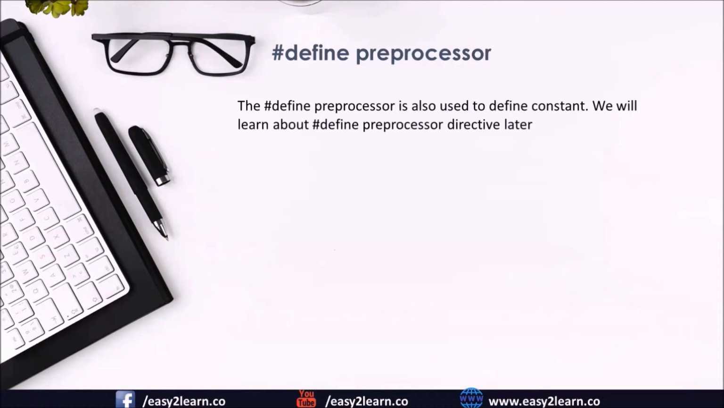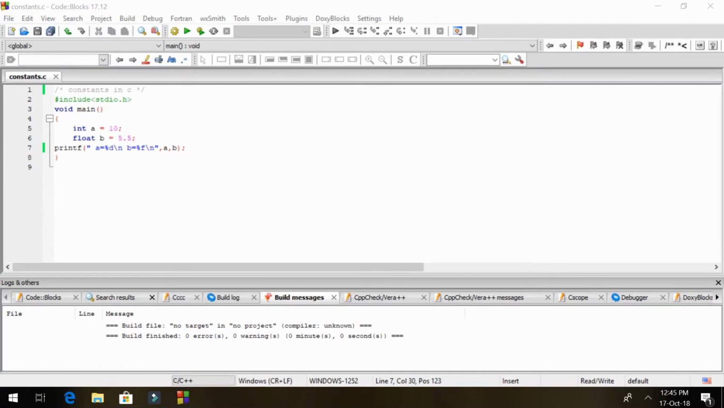And the next is hash-defined preprocessor. The hash-defined preprocessor is also used to define constants. We will learn about hash-defined preprocessor directive later.